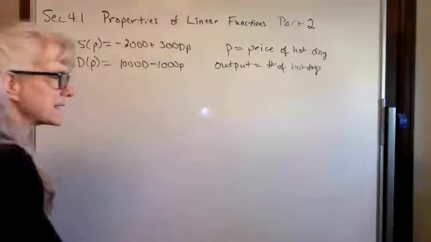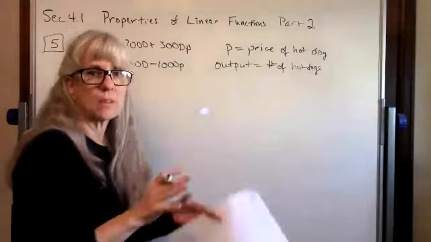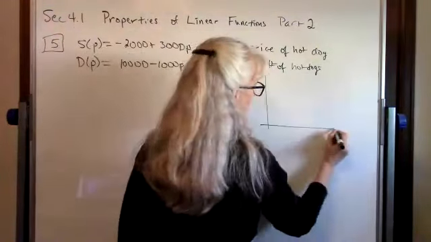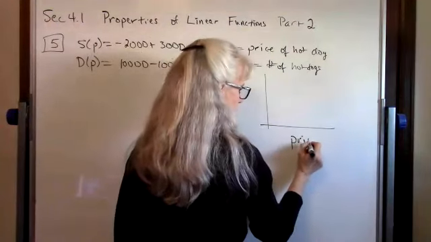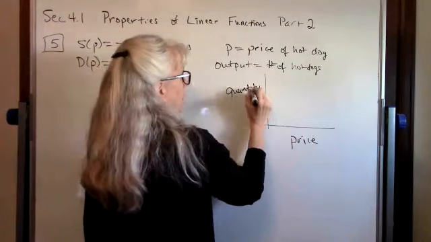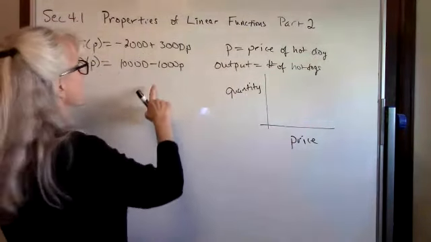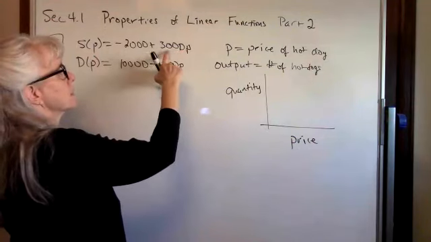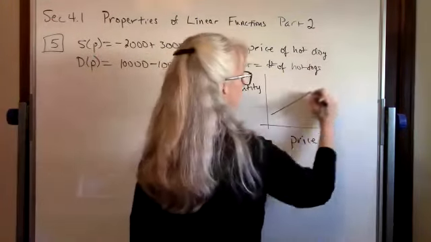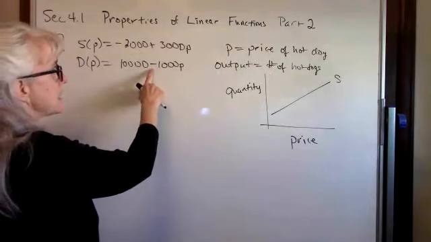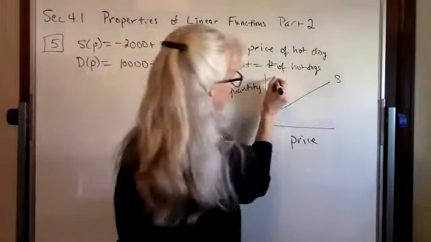Now, they're not asking us to graph it, but I think the graph gives us an idea of what's going on. So this would be price, and this is quantity. We're not going to do a really careful graph. What we are going to notice is that the supply equation has a positive slope. That's that positive 3,000 P, so it's going up. So there's your supply equation. Now the demand equation has a negative slope, so it's going to go down.